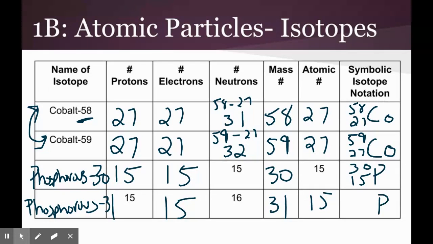So still our capital P, still 15 for the atomic number. Mass number for this one is 31. So these two are also isotopes of each other. So they have the same atomic number, same number of protons, different number of neutrons.